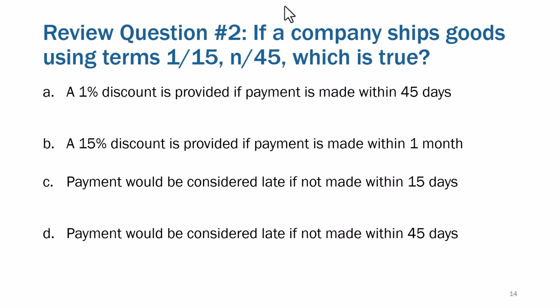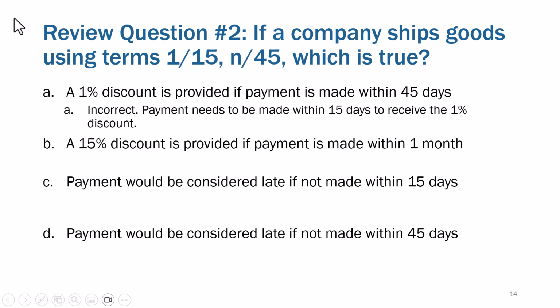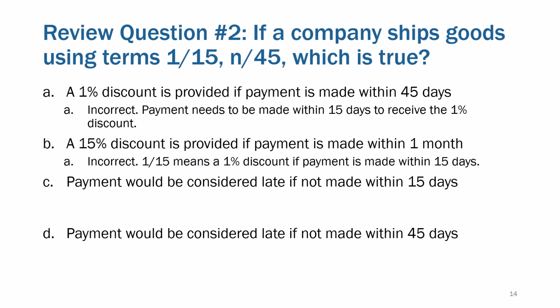Take a peek through these. See if you can figure out which of these is true. It's not a 1% discount if payment's within 45 days. Payment has to be within 15 days. It's not a 15% discount if payment is in 1 month.